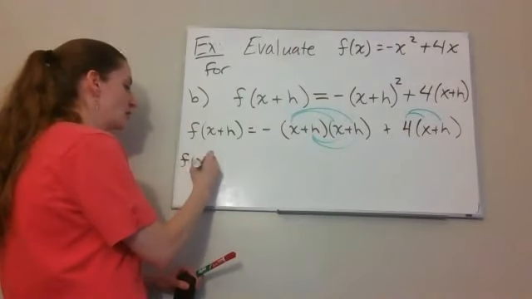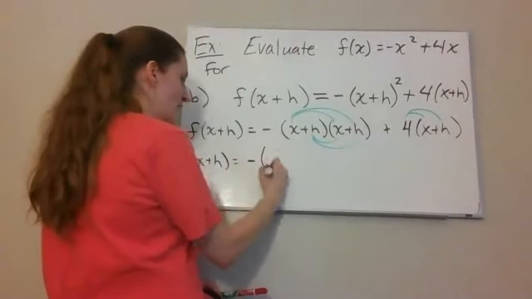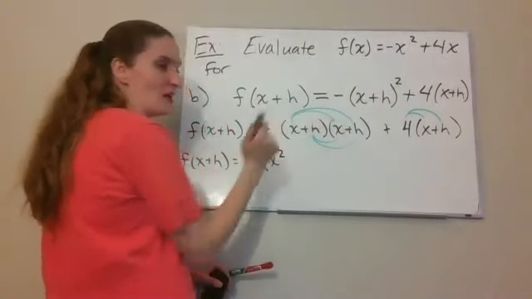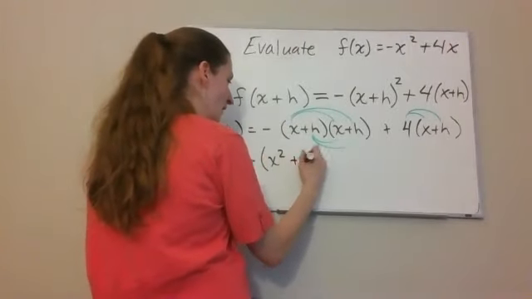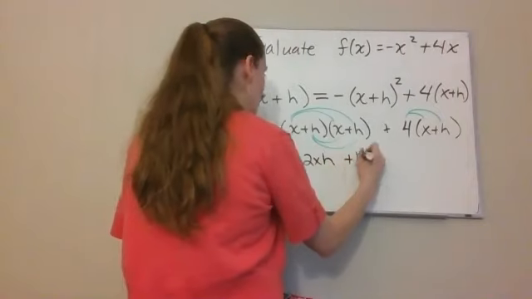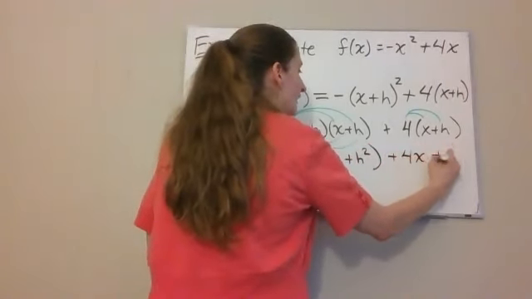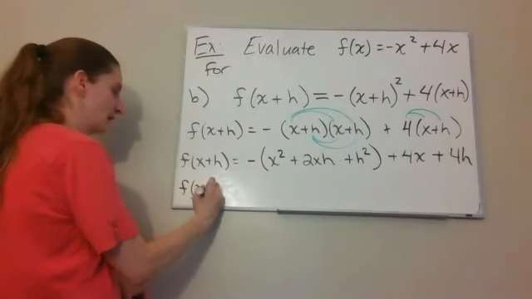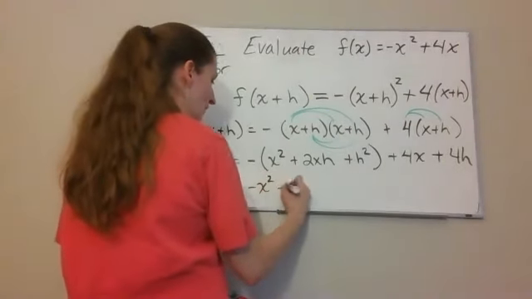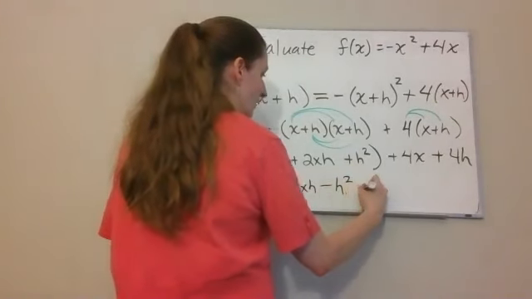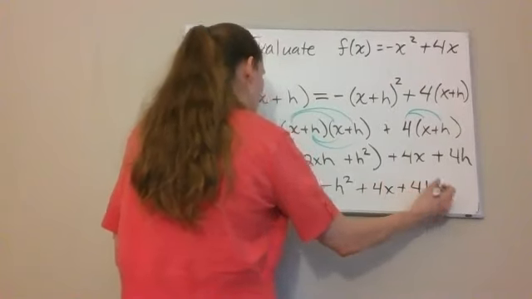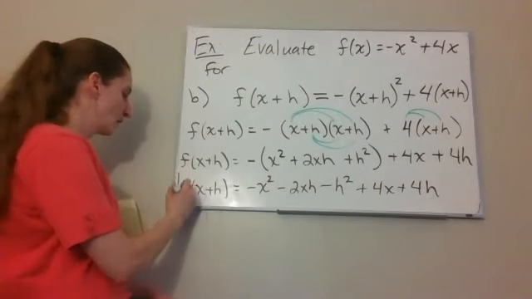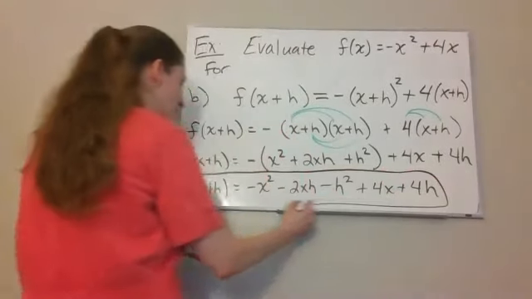So when I do all of that multiplication, I have a negative, x times x is x squared, x times h is x times h, times x is also x times h, our order doesn't matter, so I have 2xh, h times h is h squared, I have a 4x, and I have a 4h. And the only thing that's left to do is distribute my negative sign. So I get negative x squared minus 2xh minus h squared plus 4x plus 4h. At this point, you would try to combine like terms if you had any. This particular problem, though, we don't have any like terms. So you just put a box around it and you're finished.